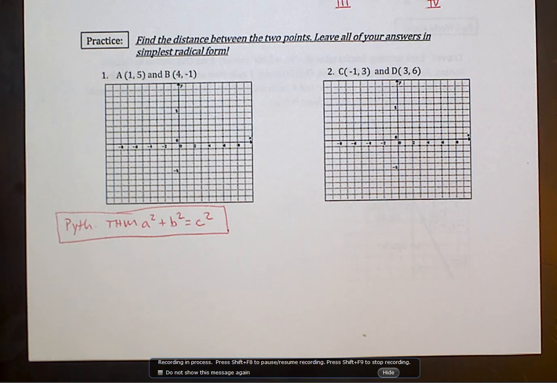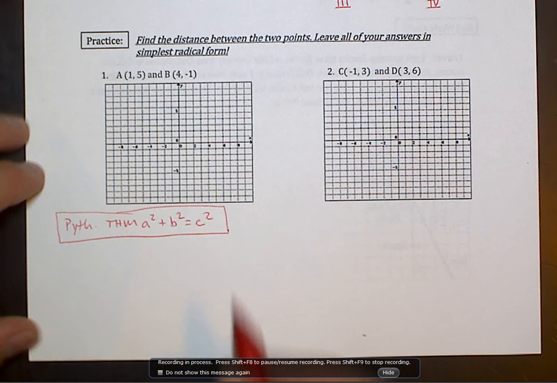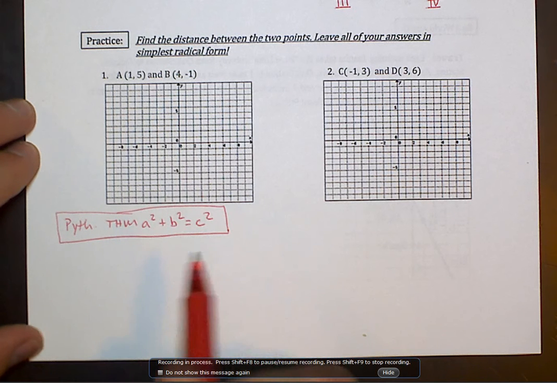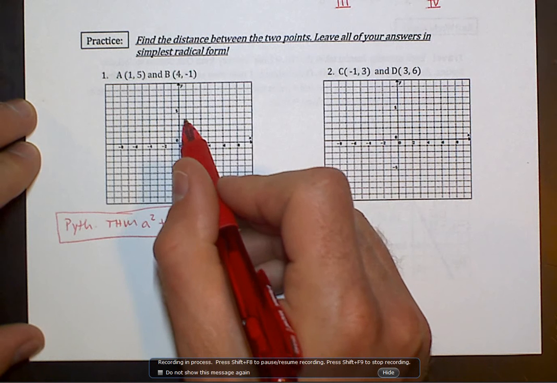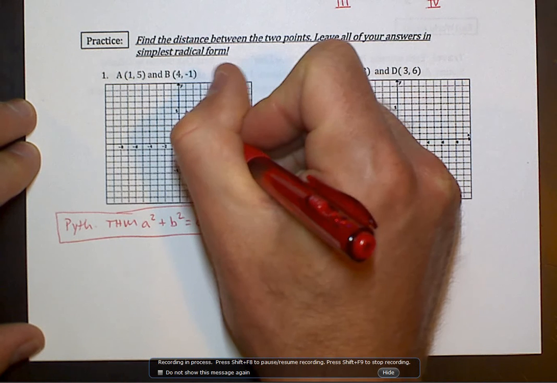So I'm going to show you how to use the Pythagorean theorem here. First thing you want to do is plot the points. So the first point here is (1, 5). So 1 and then 1, 2, 3, 4, 5. Put that there. That's point A.